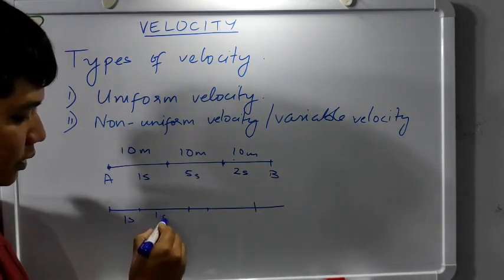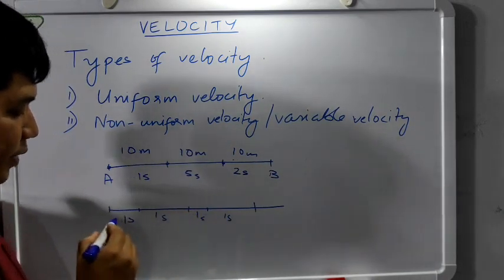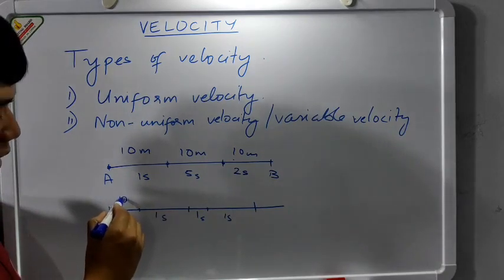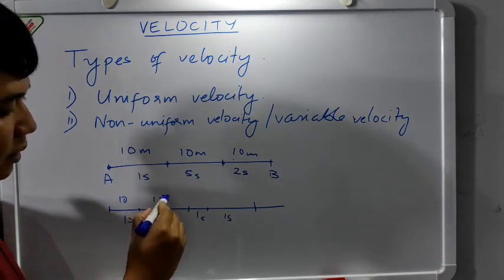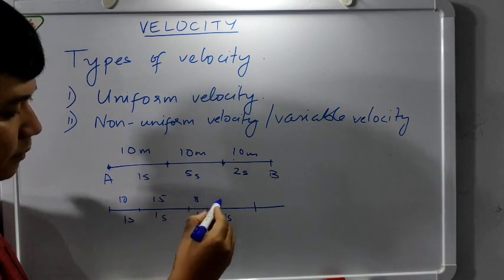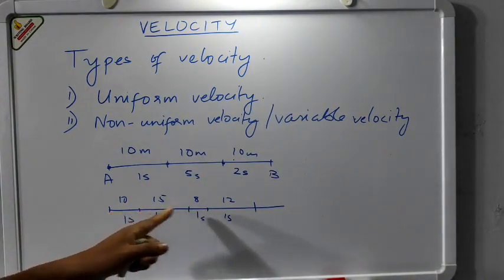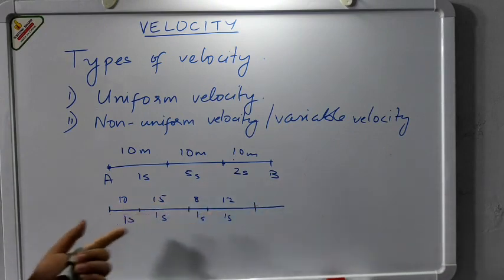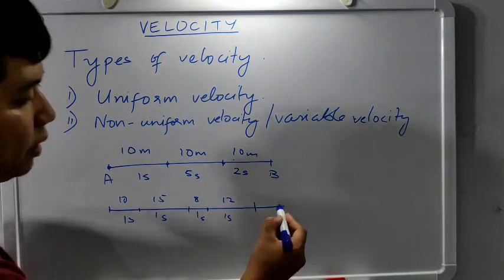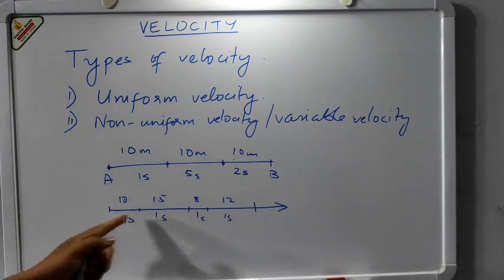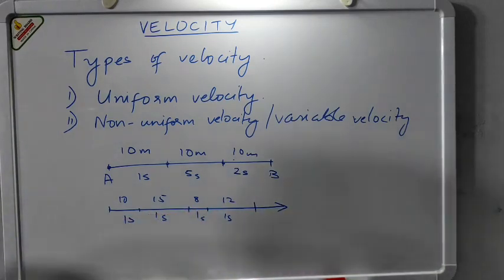In 1 second, here let it be 10 meter. Here let it be 15 meter. Here let it be 8 meter, 12 meter. Okay. It covers unequal distances in equal intervals of time in a particular direction. The velocity is said to be non-uniform or variable.